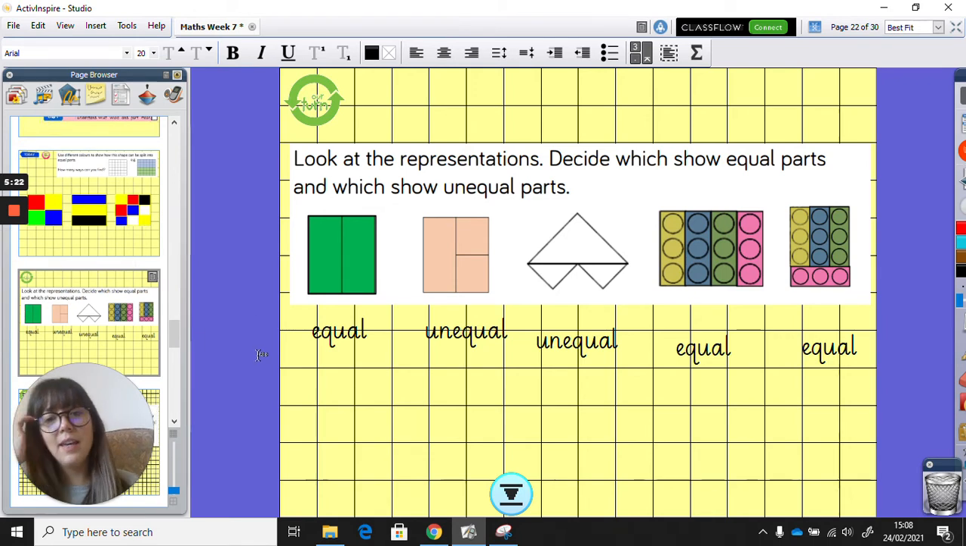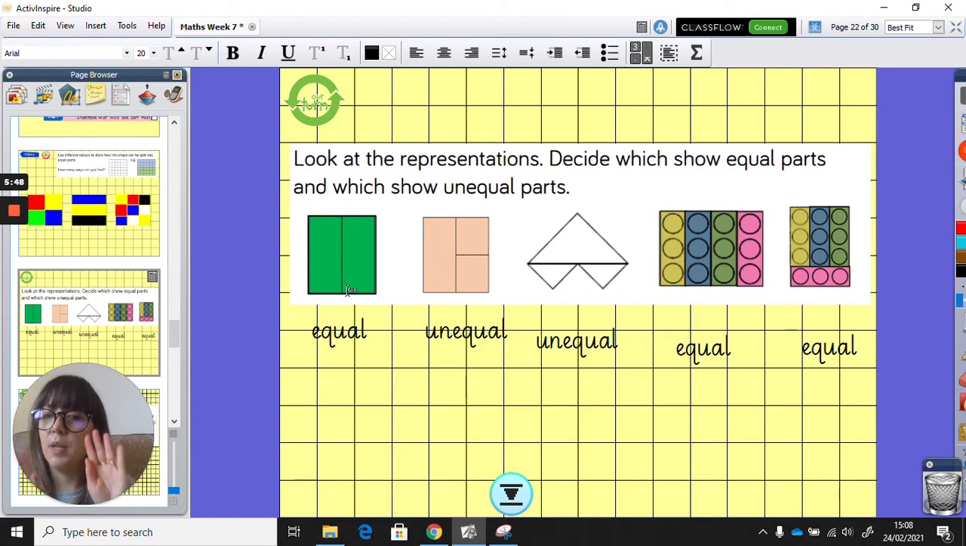So you can see here that I have popped in our answers, okay? You should have paused the video because you don't want to see all the answers before you've done it. But I have said that the first one is equal. And the reason I have said that is because it is a rectangle, and it's split in half, but each half is exactly the same, okay? It's not that one half is smaller than the other half, because then it wouldn't be half, would it?